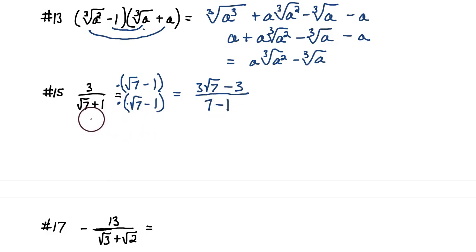Again, I don't have to do my outer and inner products for FOIL because this is that special case of a sum times a difference. So next step, we get 3 square root of 7 minus 3 all over 6. Now let's reduce. 3 divided by 6 is 1/2 square root of 7. And over here, 3 divided by 6 is 1/2.